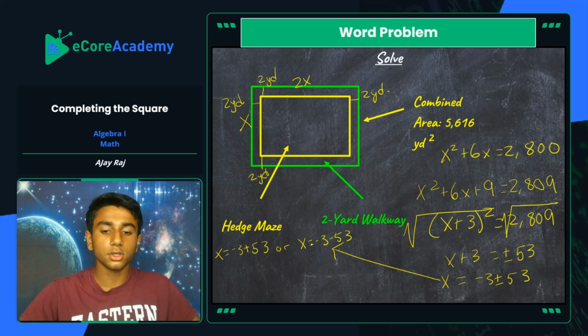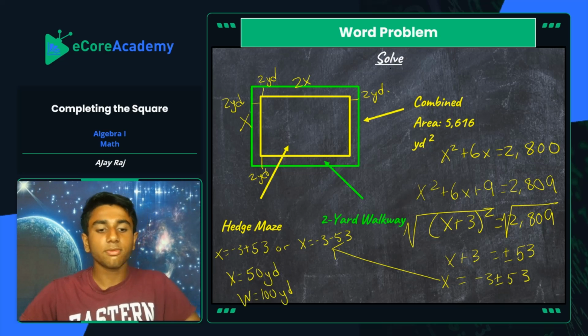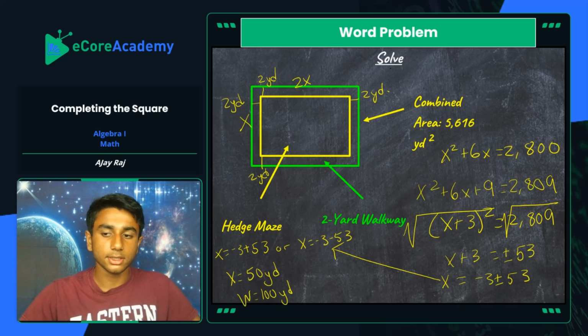These are the two possibilities for the solution to this problem. We have to check which one is right, and then put that down as our answer. So x equals negative 3 plus 53. That means x equals 50 yards. That means our length is essentially 50 yards in this case. That means our width is going to be 100 yards. Well, that seems fairly reasonable, and if we multiply that together, it literally adds up to 5,000.